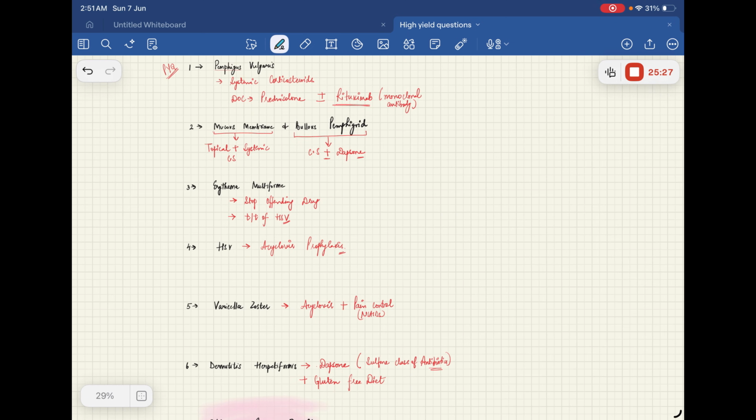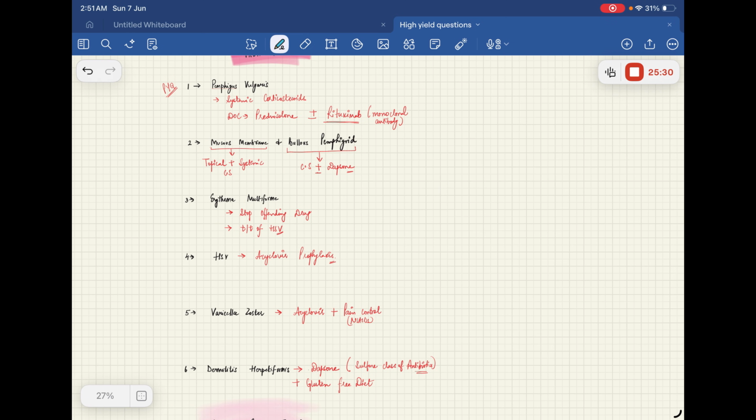So, remember the treatments of the vesiculobullous lesions and how they vary. For the viral group, of course, we'll use antiviral drugs, and for the autoimmune, we would use monoclonal antibody and corticosteroids. Dapsone is indicated for bullous pemphigoid and dermatitis herpetiformis.